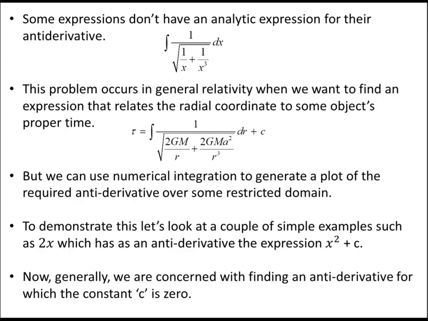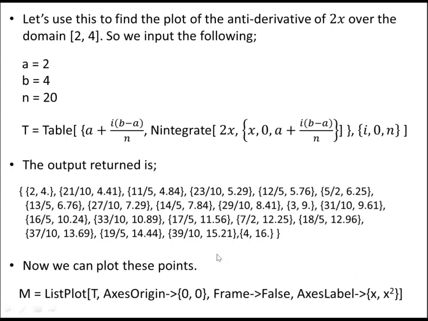I'm just going to use some simple cases here. But we can use numerical integration to generate a plot of the required antiderivative over some given or restricted domain. Now to demonstrate this, let's look at a couple of simple examples such as 2x, which has an antiderivative of the form x squared plus c. Now generally, we are concerned with finding an antiderivative for which the constant c is 0. So let's use this to find the plot of the antiderivative of 2x over the domain 2 to 4. The antiderivative, of course, will be x squared.